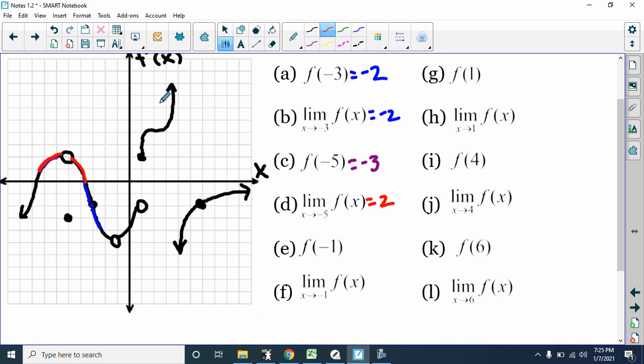F of -1, when x is -1, that's a hole. There is no y value. There is no point on my graph that has an x value of -1. We say f of -1 is undefined.